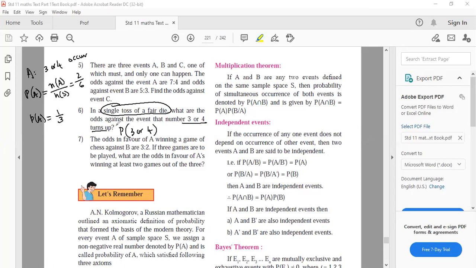What are you asked to find? What are the odds against? Odds against means P of A dash is to P of A. That is, P of A dash should be 1 minus 1 by 3, is to 1 by 3. It's 2 by 3 is to 1 by 3. That is 2 is to 1. Yes, that's the correct answer. Good.